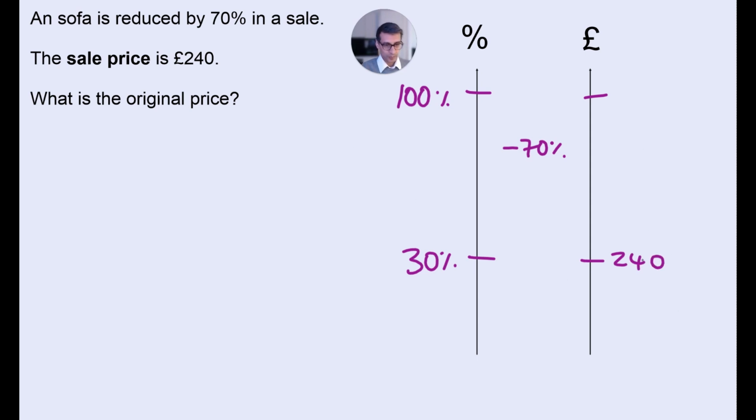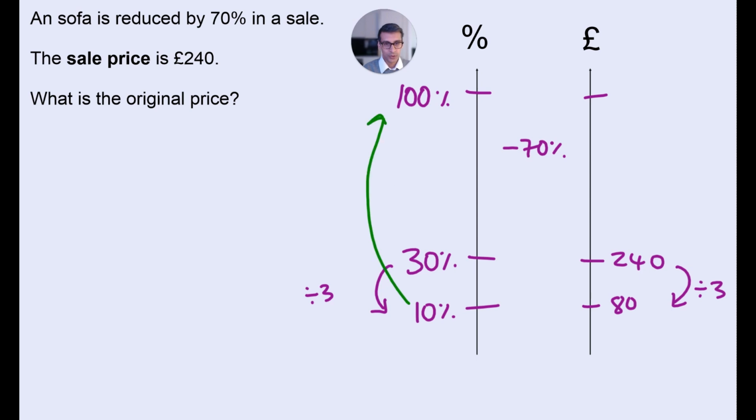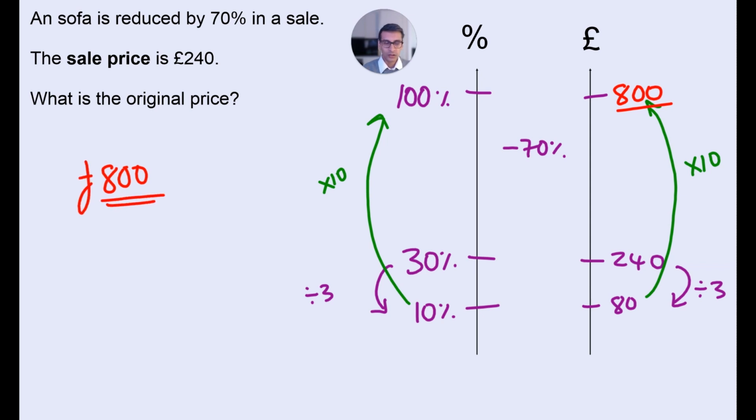Now again, it's just about common sense with numbers here. 30 doesn't go into 100, so instead we're going to go down to 10%. It's usually a friendly one to do. So we're going to divide by 3. And that's going to give you 80. And then we're going to go up to 100. So multiply by 10. So that will give us 80 times 10 is 800. £800. That was the original price of the sofa.